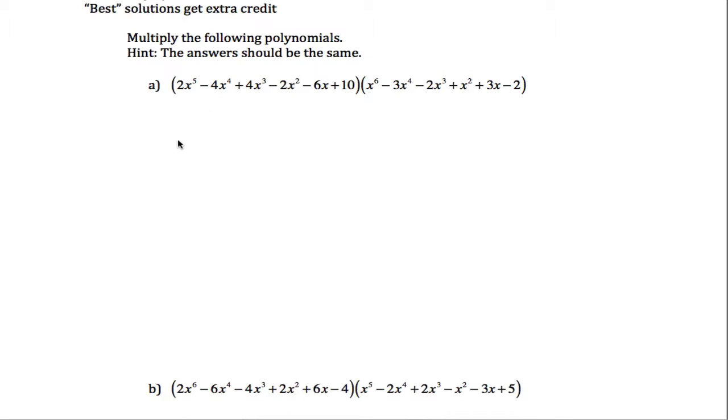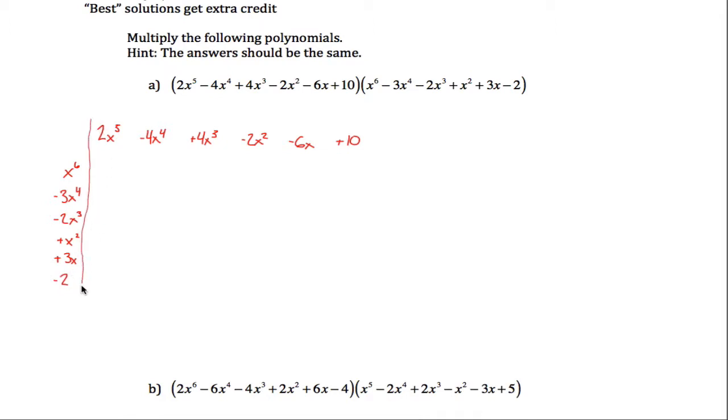I think the easiest way to do this is with what I call the box method, where you write one of the polynomials up here: 2x to the 5th, negative 4x to the 4th, positive 4x cubed, minus 2x squared, minus 6x, and a positive 10. And then write the other one vertically: x to the 6th, negative 3x to the 4th, negative 2x cubed, x squared, plus 3x, and minus 2.